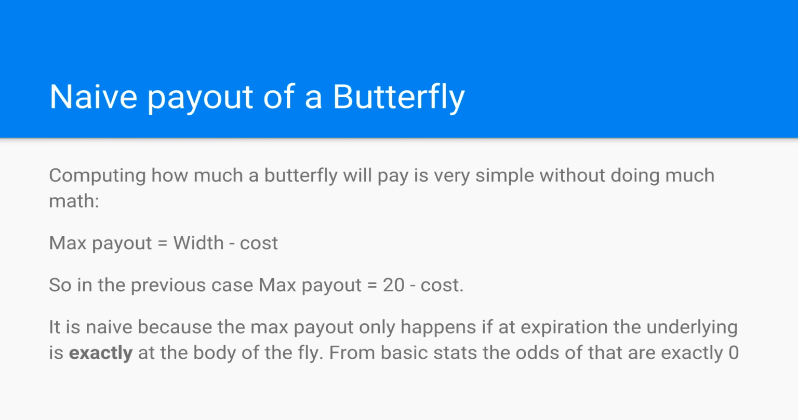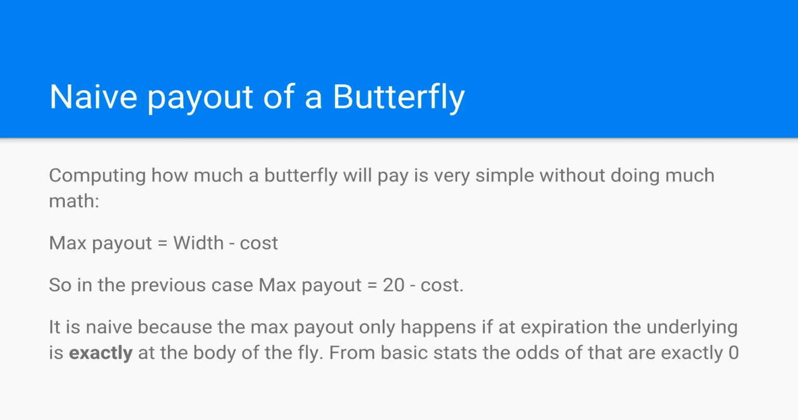It is a little counterintuitive, but it's the truth. If you really go to the statistics, it's impossible that you will get a perfect pin on that particular strike, or at least it's very hard to quantify the odds. Most statistics textbooks tell you that the exact probability of hitting a particular value is always zero. But in general, you want the price to be as close as possible to the body, and then you get the max payout.